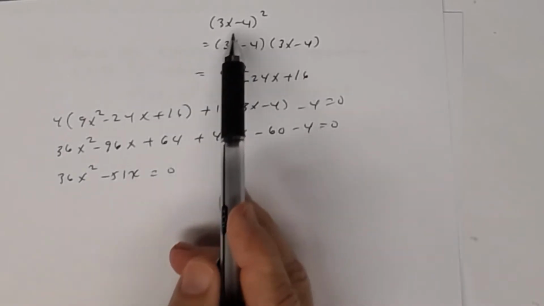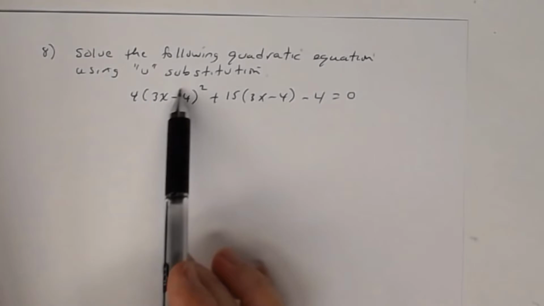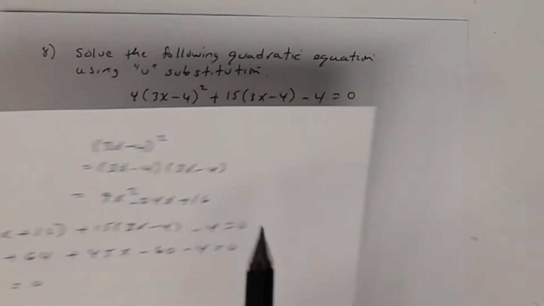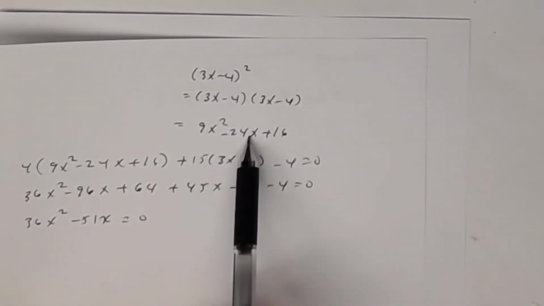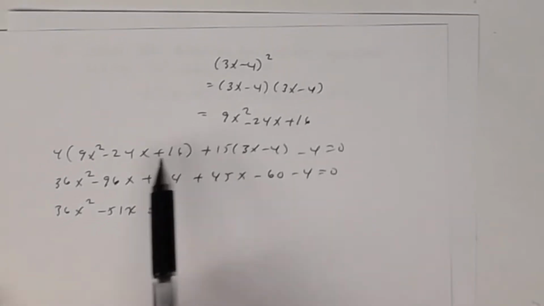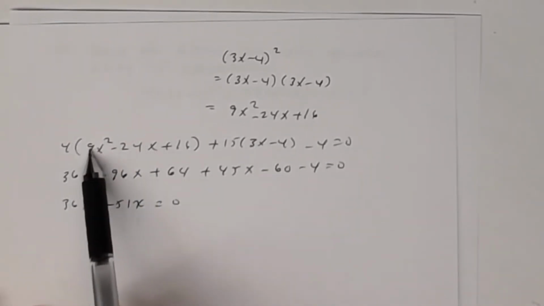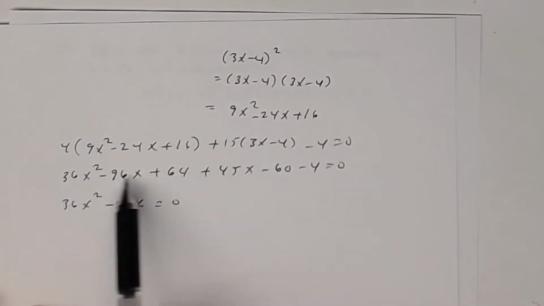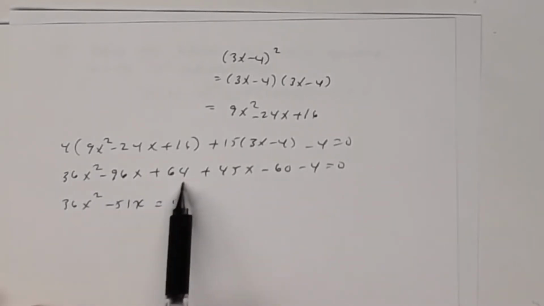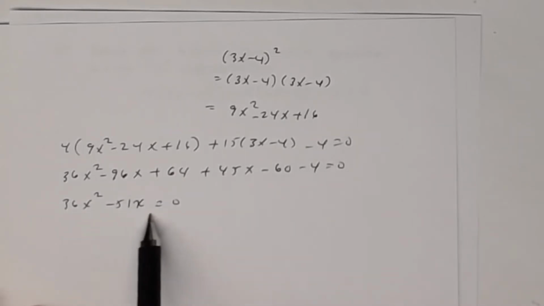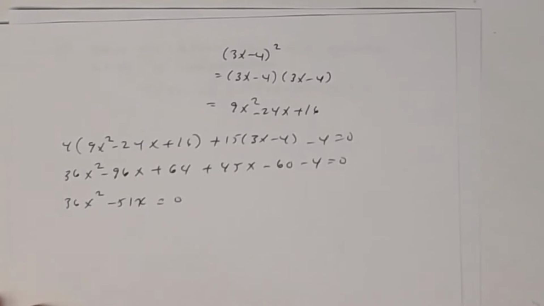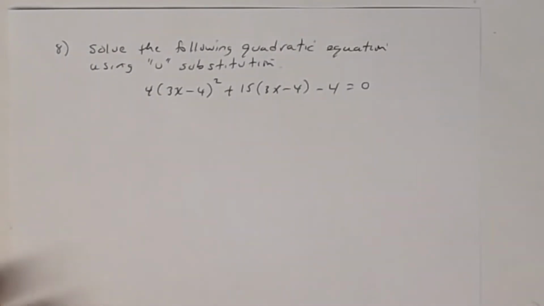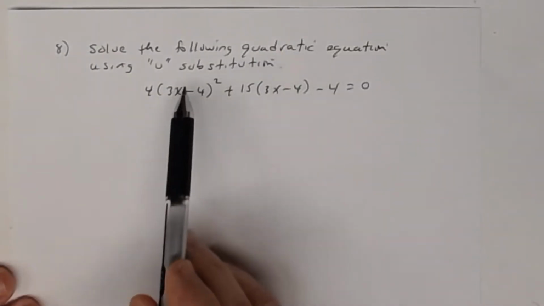All right, so remember, if these directions were not here, then you could do this. You could square this binomial. You'll get this quadratic trinomial here. Then you would multiply by 4. Then you multiply this expression by 15, and then subtract 4, and you do all the mathematical operations here, and you get this quadratic equation. But that is not what you're asked to do. So always follow directions. The direction says use substitution.